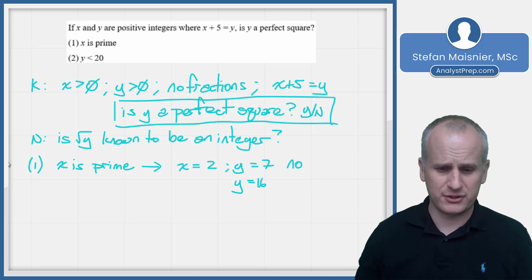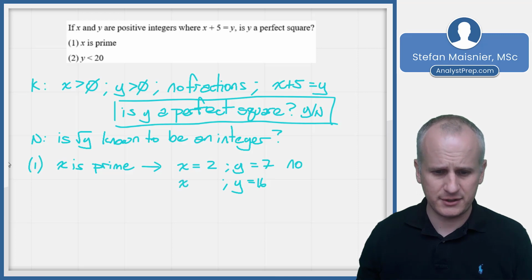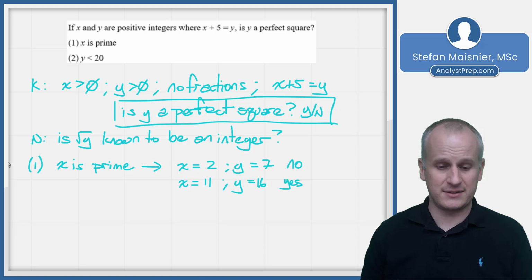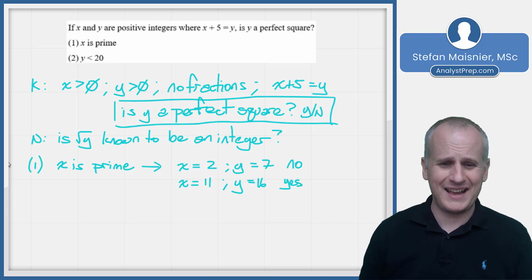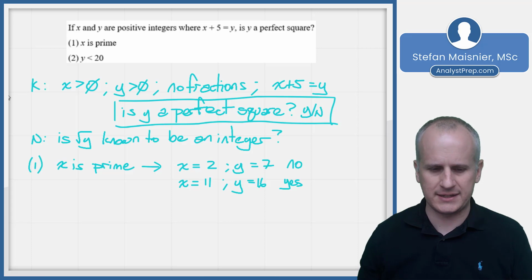then Y is a perfect square. And 16 minus 5, to satisfy the circumstances, X would be 11. And now we've got a circumstance where the answer is yes, because 11 is still prime, but now the 11 plus 5, which is our value for Y, becomes 16, which is a perfect square. So we have both a yes and a no outcome for this data sufficiency.